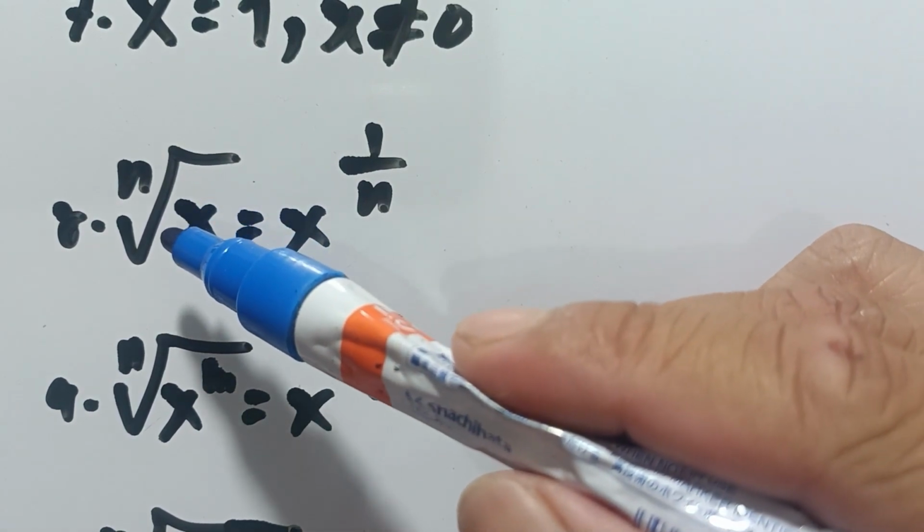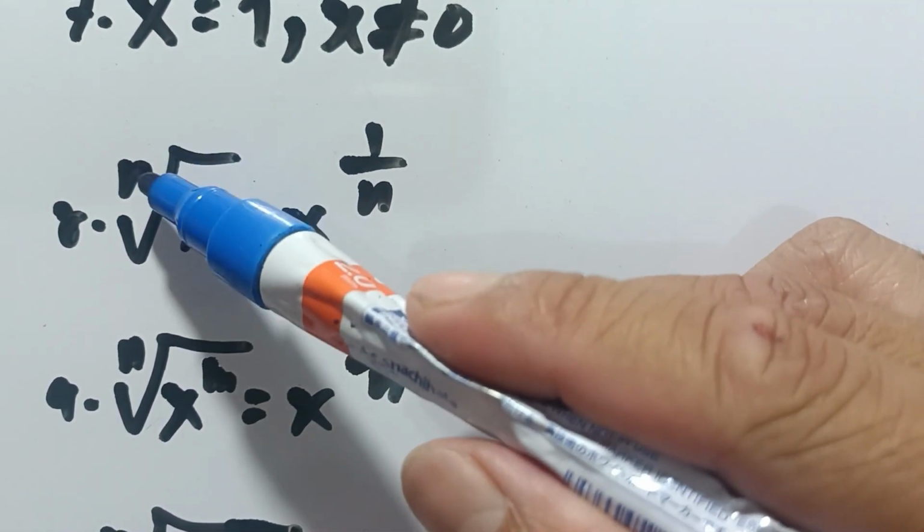And number 8, x to the power 1 over n equals the nth root of x.